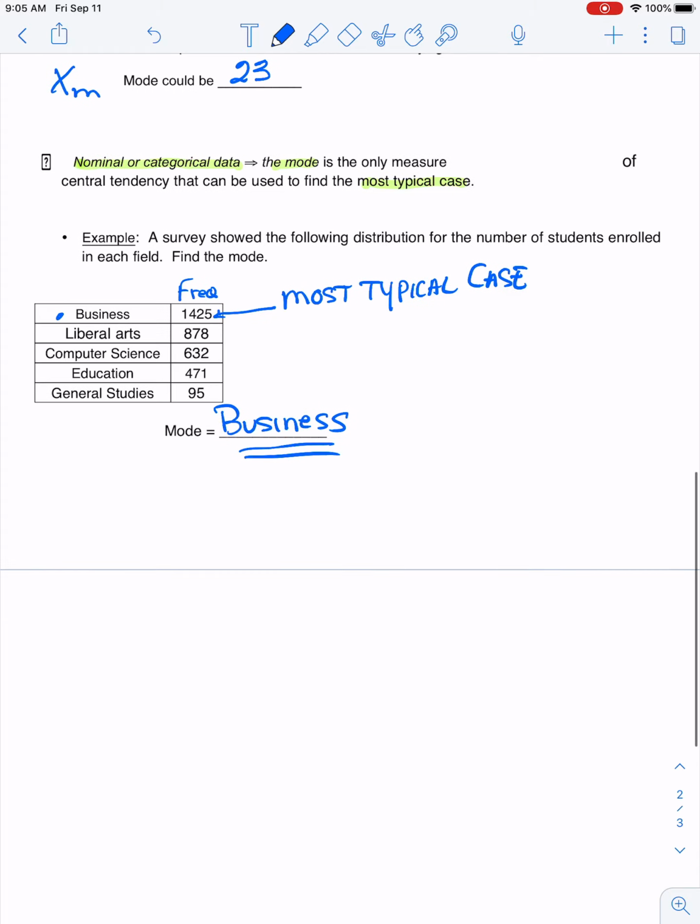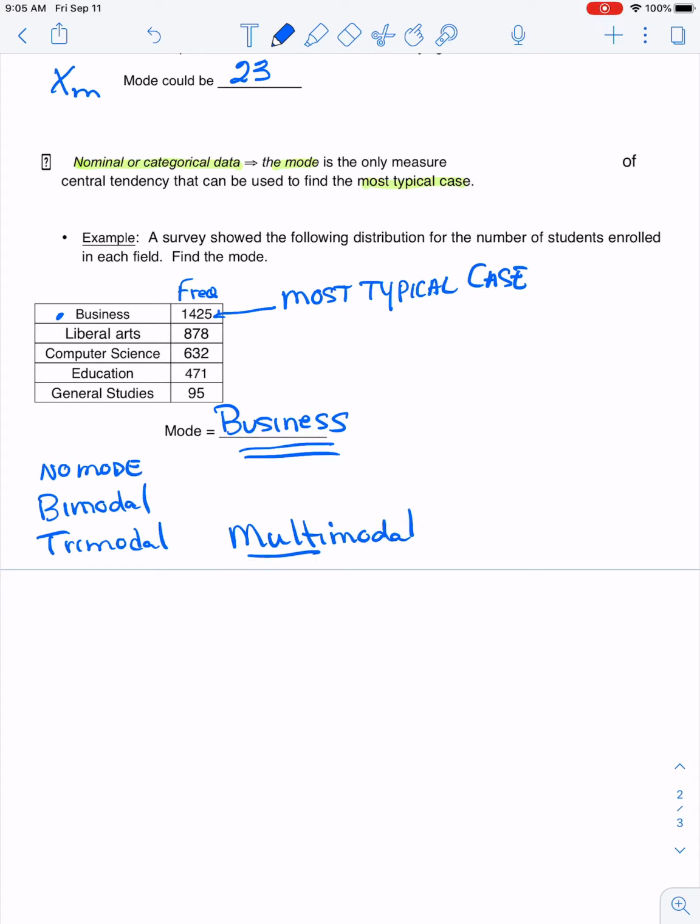And remember, when you do mode, it is completely possible you can have no mode, just to refresh. You can be bimodal. You could be trimodal. Or you could even be multimodal, which means many. You know that one's going to be a 3, that's a 2, or you have 0.